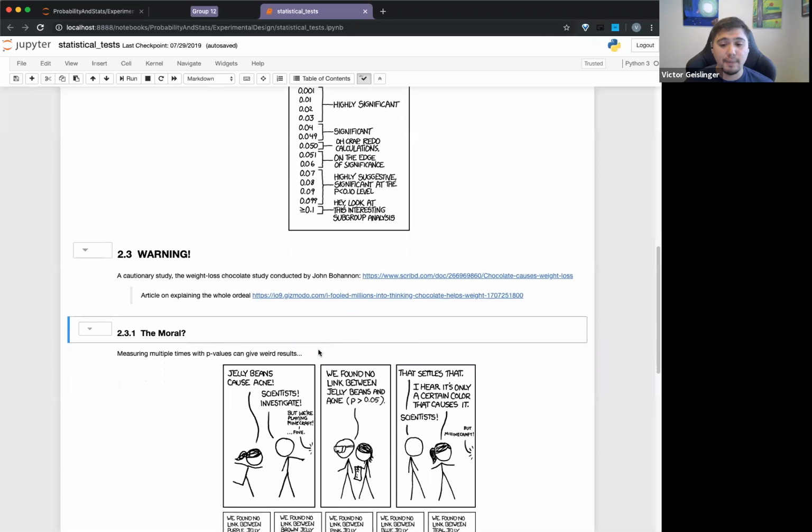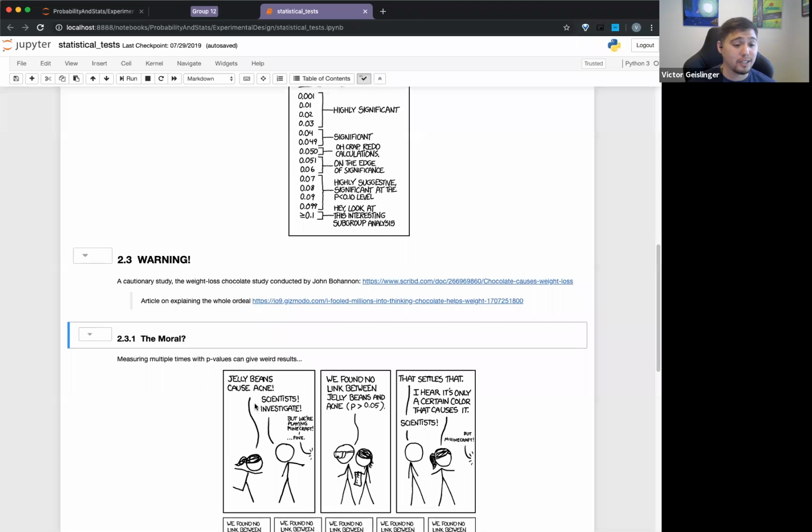There's a little comic here from XKCD where they're looking at jelly beans. They ask, do jelly beans cause acne? So they do the study with jelly beans and find a p-value greater than 0.05, which is all proper so far, right? It does not occur. There was no link that they could find. They failed to reject the null hypothesis, right? Cool. And then it's like, oh wait, maybe it's a certain color.